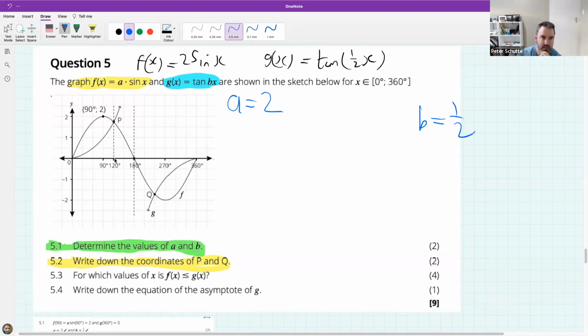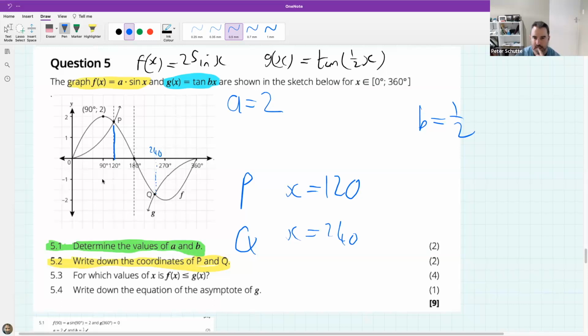Where is P? Oh, well, for P, I know that X is 120. And for Q, it feels like it's in line with X is 240. But now I need the other coordinate. How am I going to get the Y value here and here?